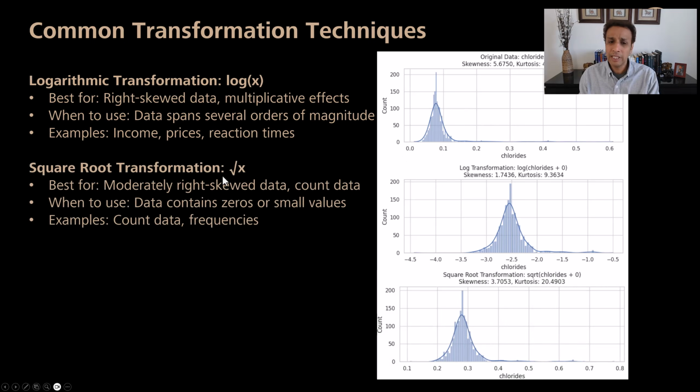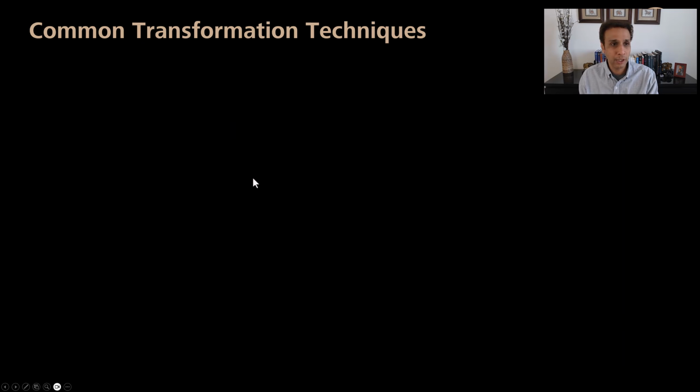Now, square root, again, it's just a square root of your x values, and it's good if your data is moderately right skewed, not severely right skewed. If it is severely right skewed, then log would be a better option. In fact, the best thing to do is apply a few of these transformations if you don't know which one is appropriate, and then perform a normality test and use the one that gives you the best normalized data. Again, it depends on the individual's situation.